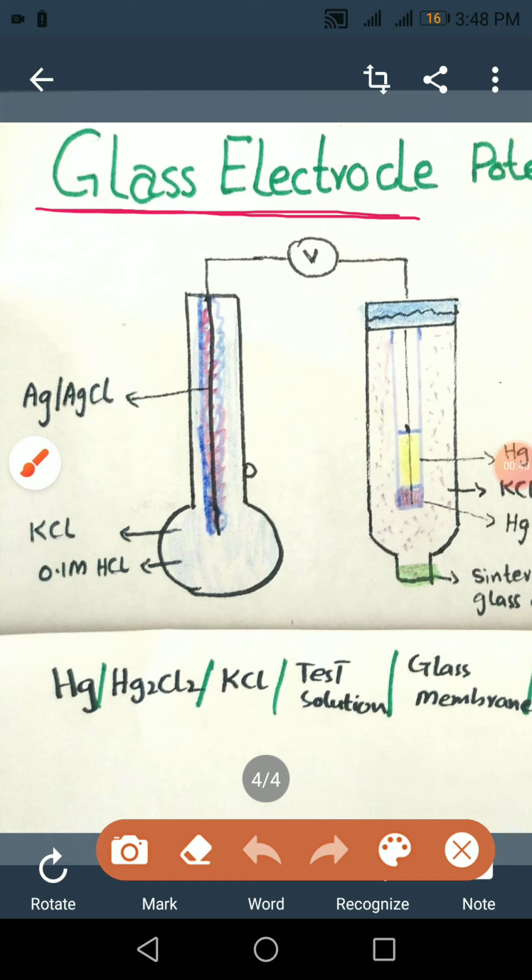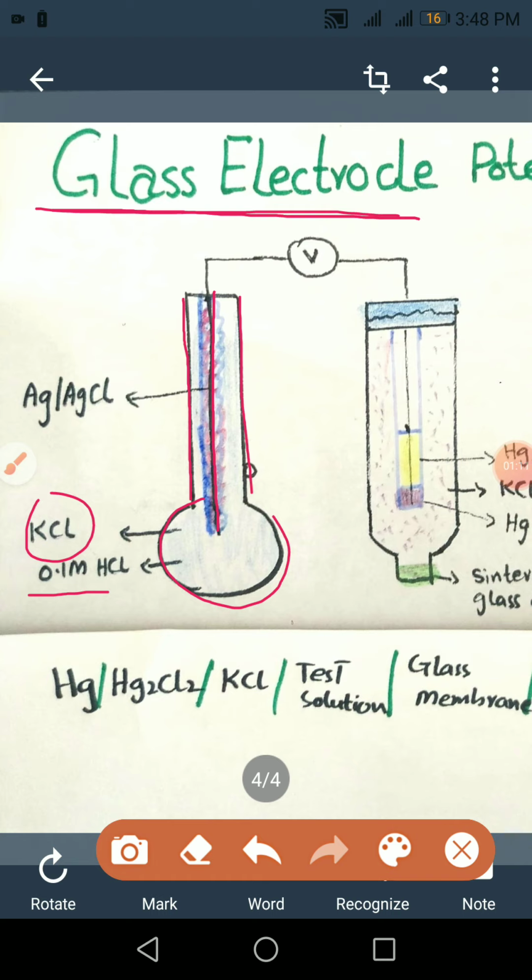A simple glass electrode consists of a simple glass tube which is fused with a bulb of glass membrane. The glass electrode is filled with saturated KCl solution and 0.1 molar HCl solution. This glass electrode also contains a silver chloride wire which is used as an internal reference electrode.